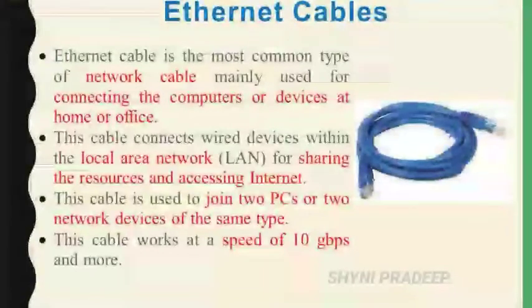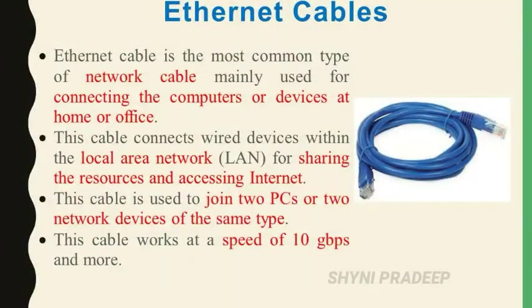Next, Ethernet cables. Ethernet cable is the most common type of network cable mainly used for connecting the computers or devices at home or office. That means this cable connects wired devices within a local area network, which means LAN, for sharing the resources and accessing the internet. This cable is used to join 2 PCs or 2 network devices of the same type. This cable works at a speed of 10 gigabits per second and more.